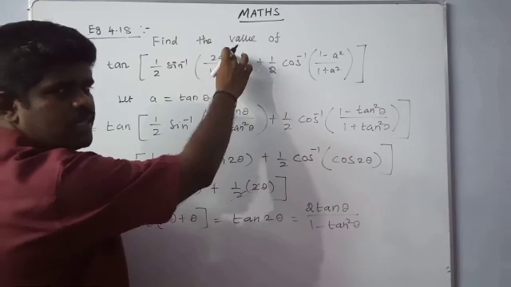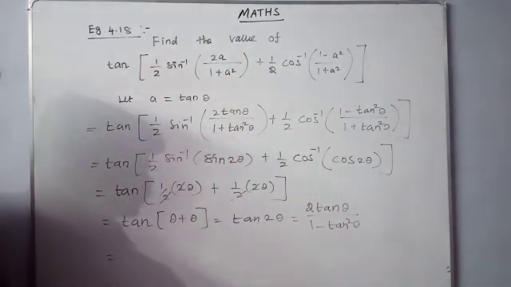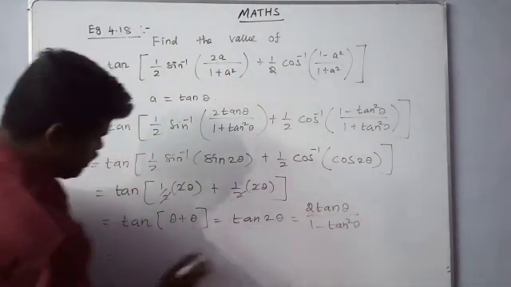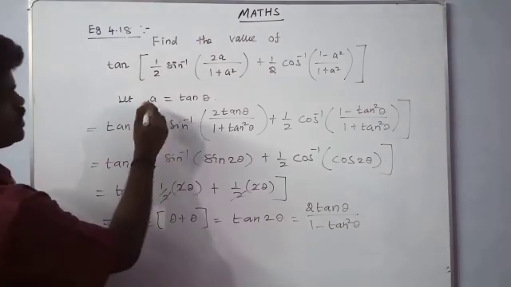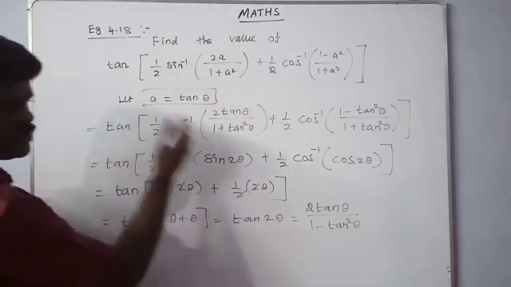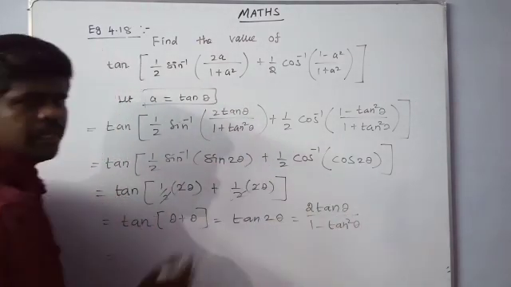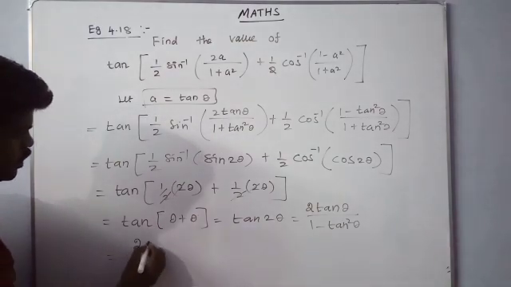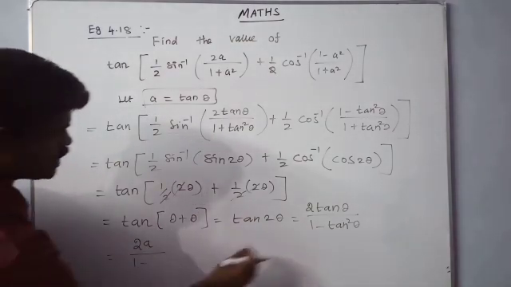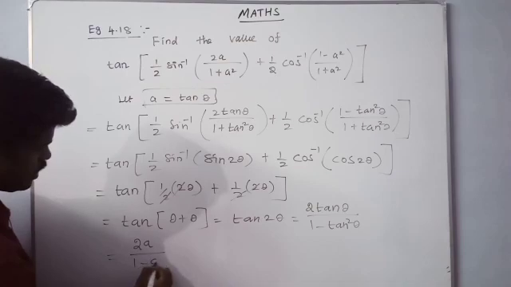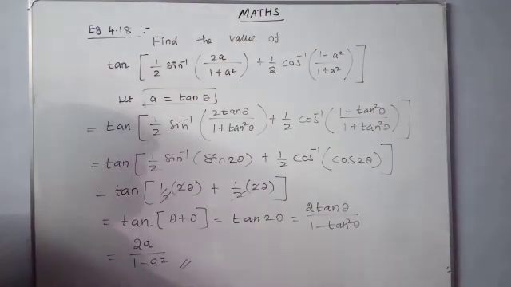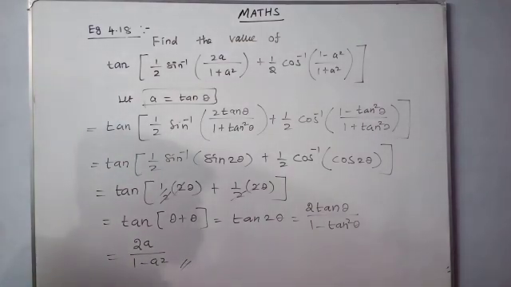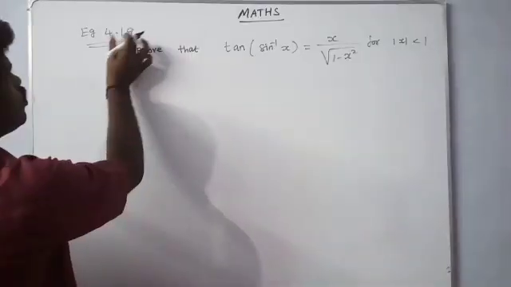We want to find the result at A value. So directly we can apply: the tan theta value is equal to A. Apply the tan theta value, 2A divided by 1 minus A square. This is the answer. So refer the sum, Example 4.19.